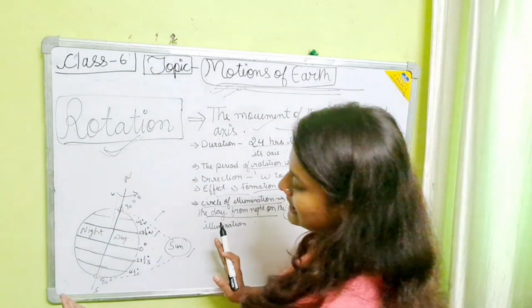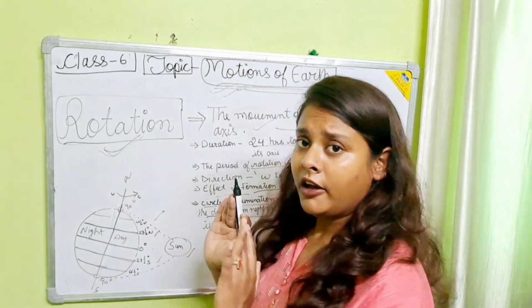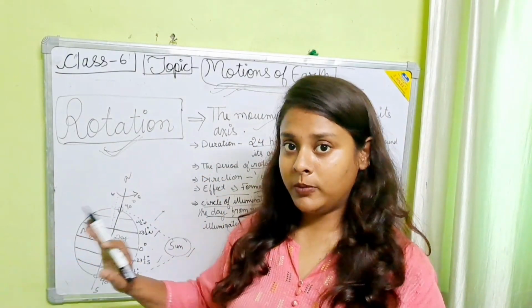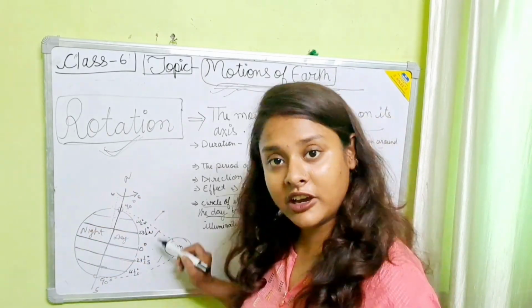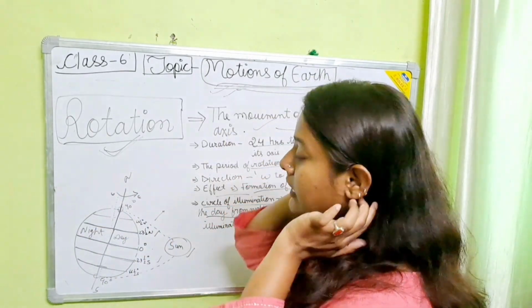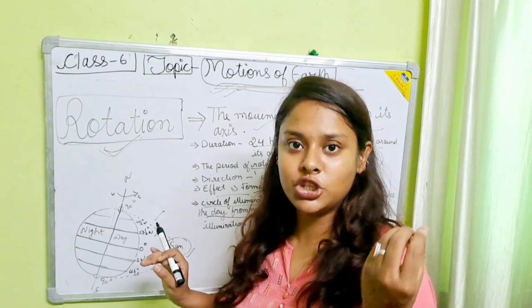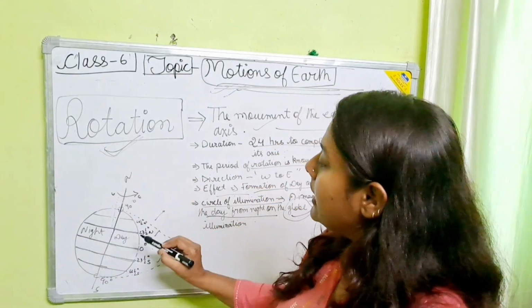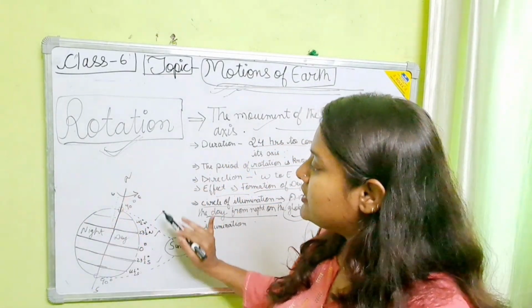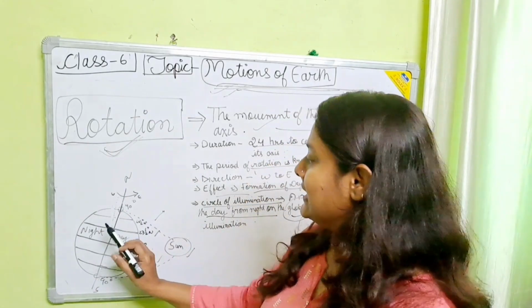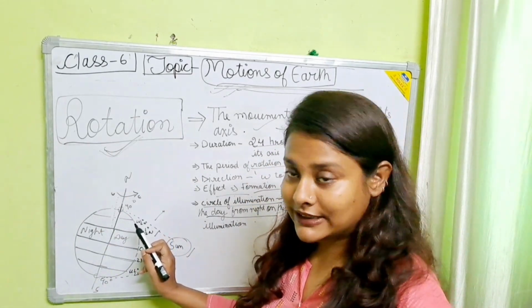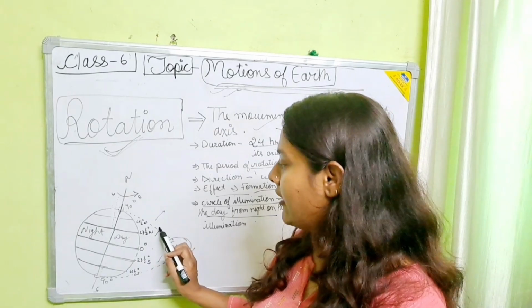Now, when you see this figure, we have studied in our previous chapter, Globe: Latitudes and Longitudes, that Earth is a sphere in shape, that is, a geoid. Okay, geoid in shape. And we have studied this figure also, that is, this is the Arctic Circle, that is 66.5 degrees north.